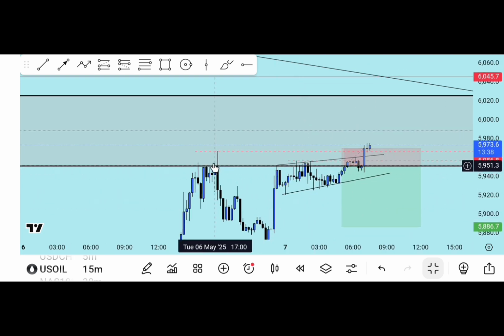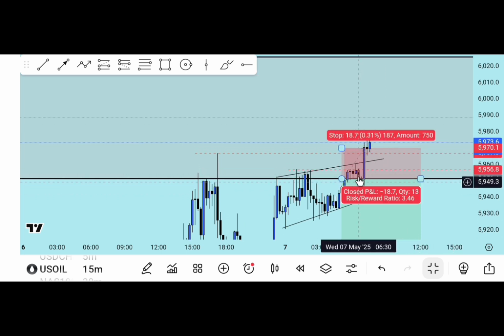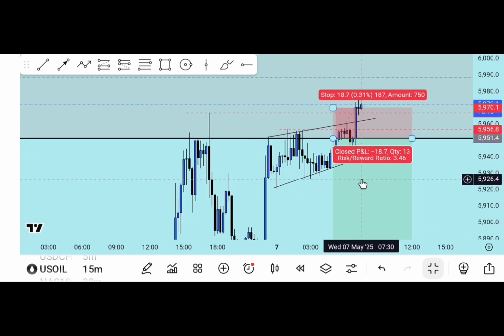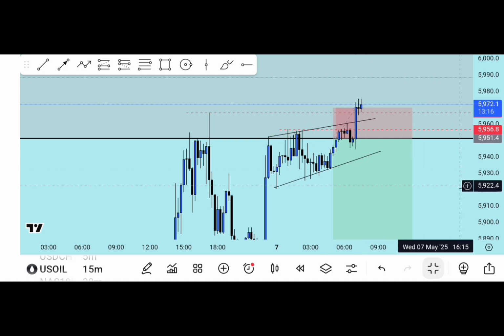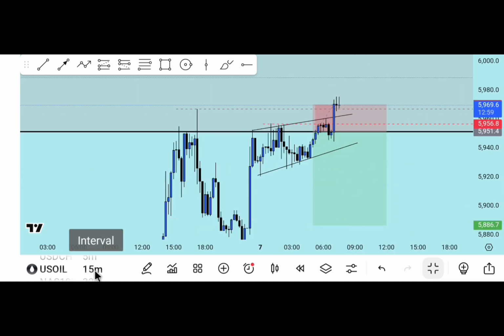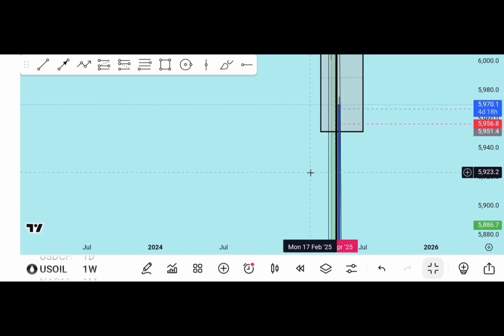Then I took this as my stop loss and my entry candle. My entry candle was this candlestick here. I took it as a bearish engulfing candle. Now I entered the trade and this is what I got. I got stopped out.